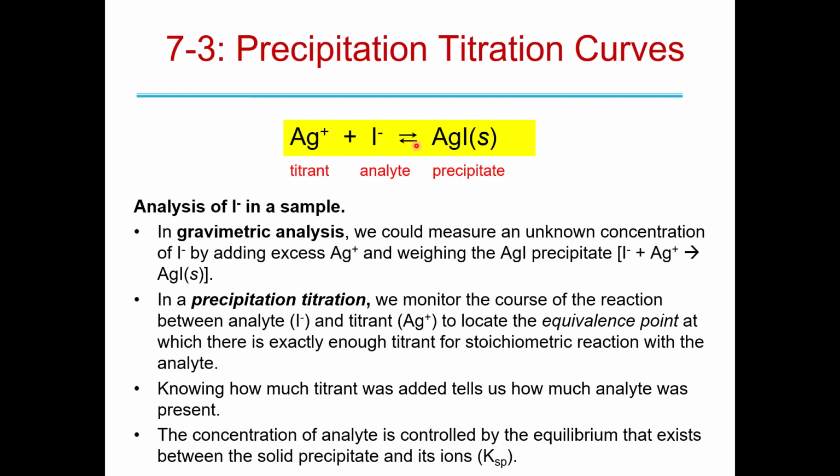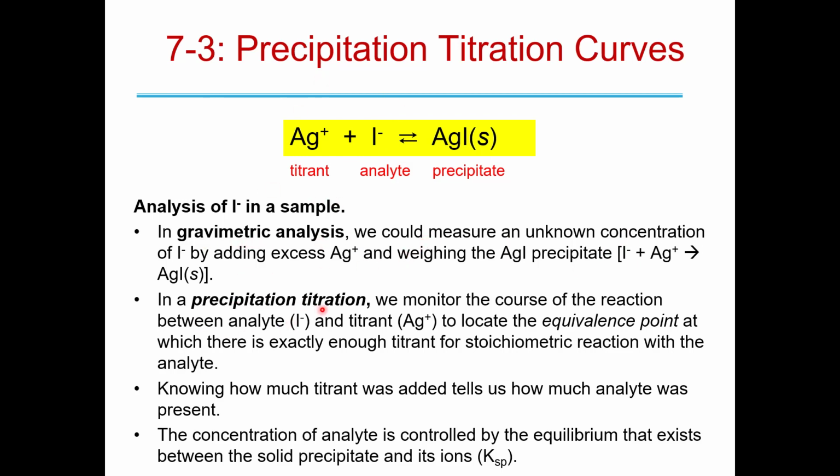Now, one way that we could do this is through something called a gravimetric analysis. What we would do is add excess silver to precipitate all of the iodide. We would get this solid, and then we could filter off that solid, dry it, and weigh it to figure out the moles of iodide that were originally in our sample. That's how we would do it using gravimetric analysis.